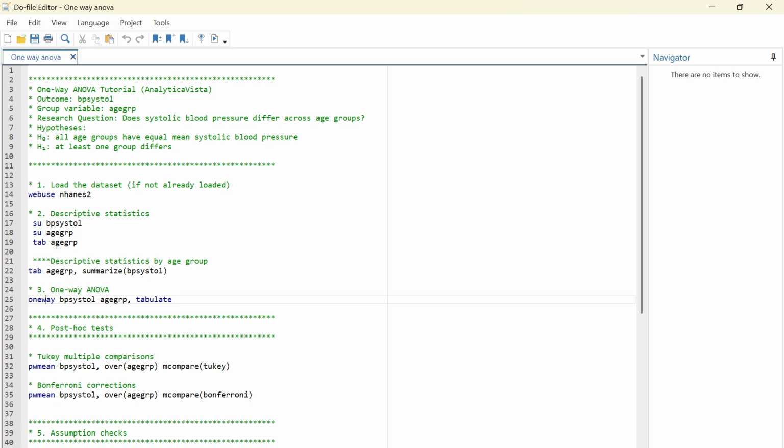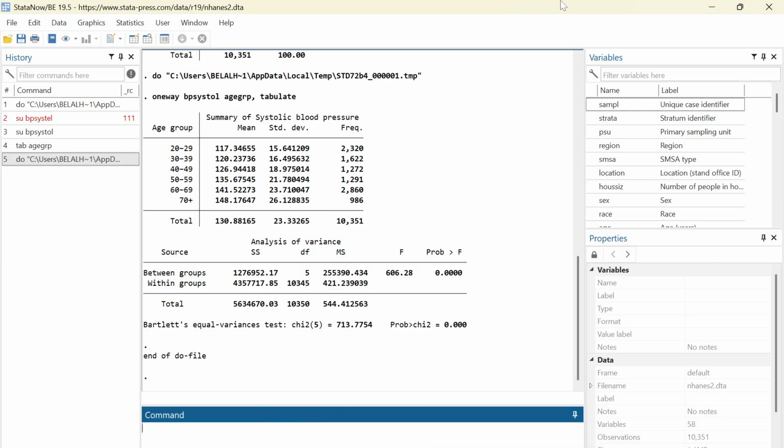Tabulate is going to give you the summary statistics about the group means basically, but there's also the standard deviation and other things as well. But we're interested in the group difference, group means, right? Group average blood pressure. So let's select this and run the execution, and let's look at the output over in the Stata interface. So here's the summary of systolic blood pressure by age group.